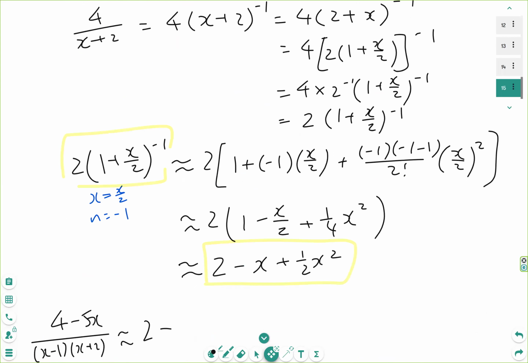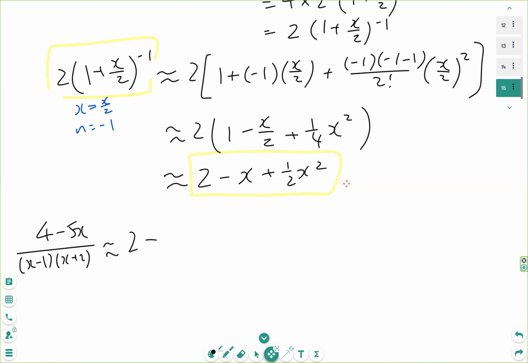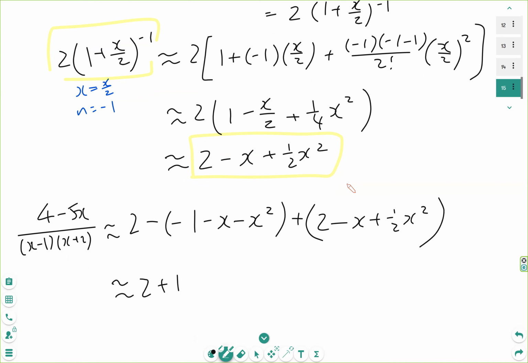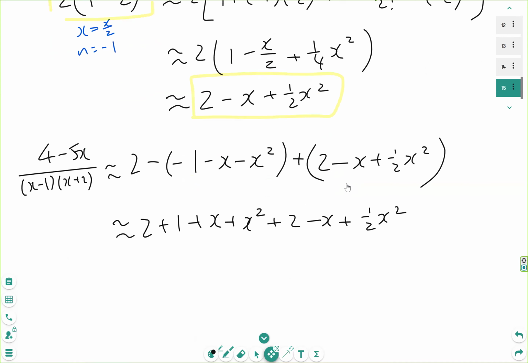So the blue expansion is minus 1 minus x squared. Put a bracket around it. 2 minus the blue expansion, minus 1 minus x squared, plus the yellow expansion, 2 minus x plus a half x squared. For plus, whether you put a bracket or not does not matter. So 2 plus 1 plus x squared plus 2 minus x plus a half x squared. 2 plus 1, 3, plus 2 is 5.